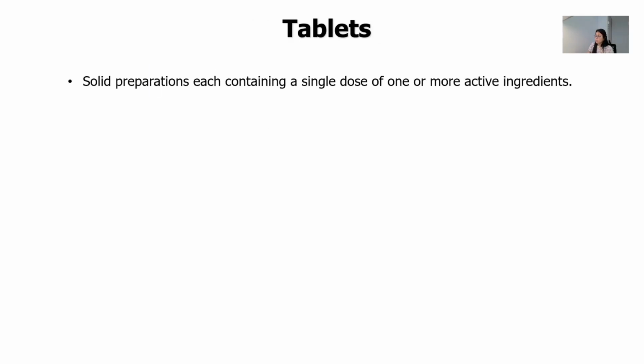So tablets are basically solid preparations that contain either a single dose of one or more active ingredients. Sometimes one tablet may contain two or three medications in one single tablet. That's very common. Of course, most of the time, one tablet will contain only one active ingredient. But bear in mind, one tablet can also contain two or three active ingredients, or two or three drugs, in one single tablet.